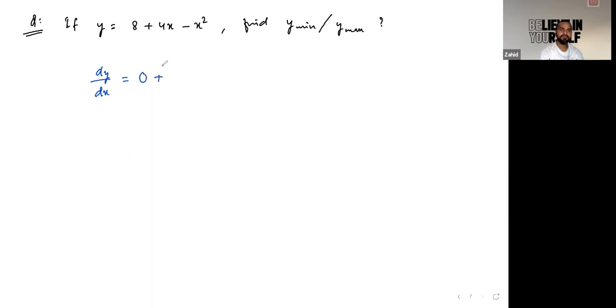Good. 4 is a constant term, take it outside as coefficient. X raised to 1. So on differentiating it, you will get 1x raised to 1 minus 1. According to the formula, if you have x raised to n, and you differentiate it, you will get nx raised to n minus 1. Similarly, in the second part, we have x raised to 2. So according to the formula, nx raised to n minus 1. Is it clear?